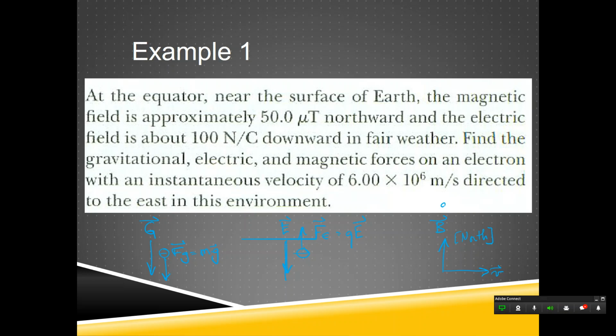So I'm going to write it here. It's going to be an X for FB. And the magnitude is going to be equal to what? Before you answer, what's the angle between my velocity and my magnetic field? 90, all right? So I can just use QVB. I don't need to do sine 90 because that's just one. I can write it if I wanted to, but I'm not writing it because they're at 90 degrees to each other. And that's how you find the magnitude of the magnetic force.